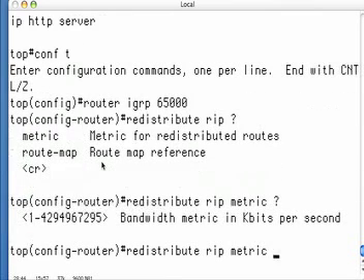Metric. Now the metric here is complicated because an IGRP metric has 5 components: bandwidth and delay and several others. But bandwidth and delay are the only ones actually used by default in the routing process. So let's set a bandwidth. Usually you want to set a small bandwidth. Redistribute RIP metric, we'll go with a bandwidth of 64 kilobits.